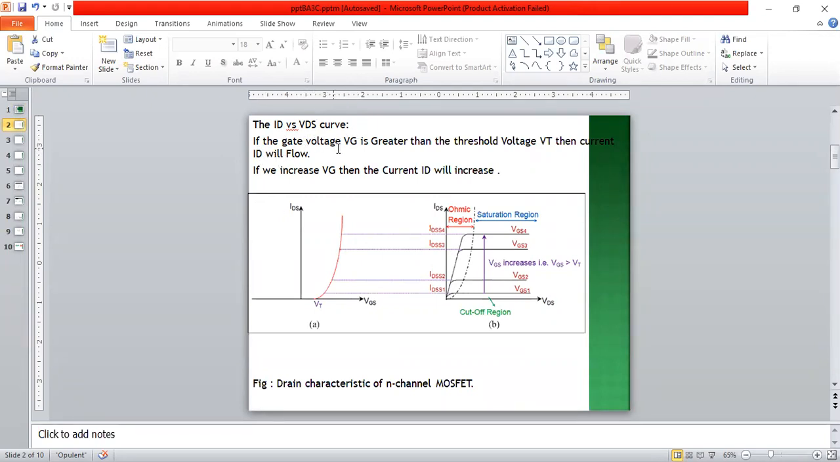If the gate voltage Vg is greater than the threshold voltage Vt, then current Id will flow. If we increase Vg, then the current Id will also increase. This is the VDS versus IDS curve, where we can see that if we increase the value of VGS, then IDS is also increasing.